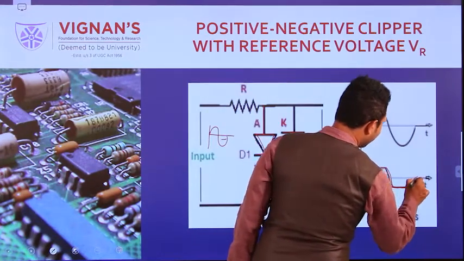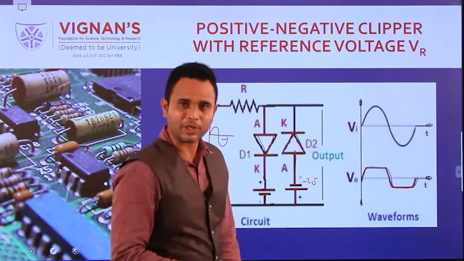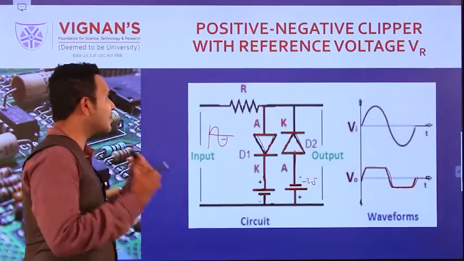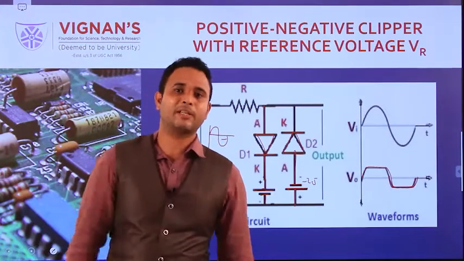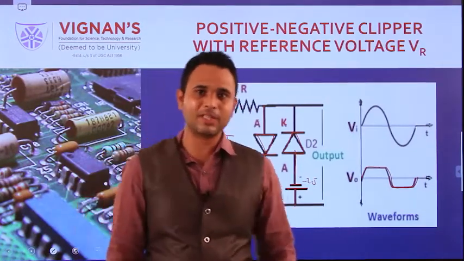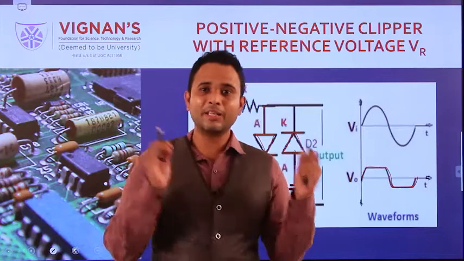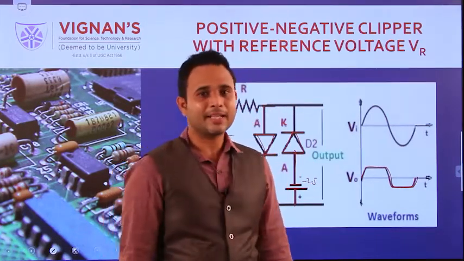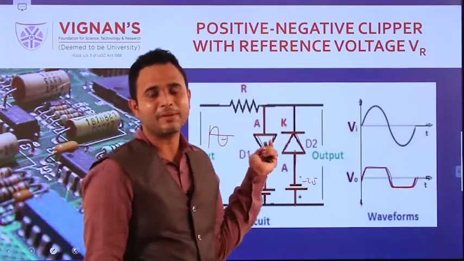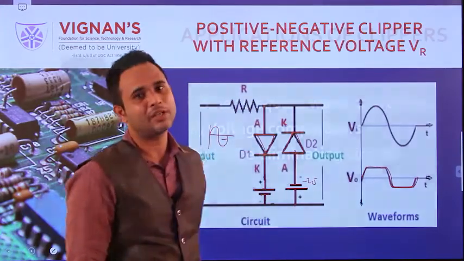This looks similar to a square wave, right? That's why this double-ended clipper is also named the square wave generator. Here our input is a sine wave, but we are getting a square wave. That's why this double-ended clipper is named the square wave generator.